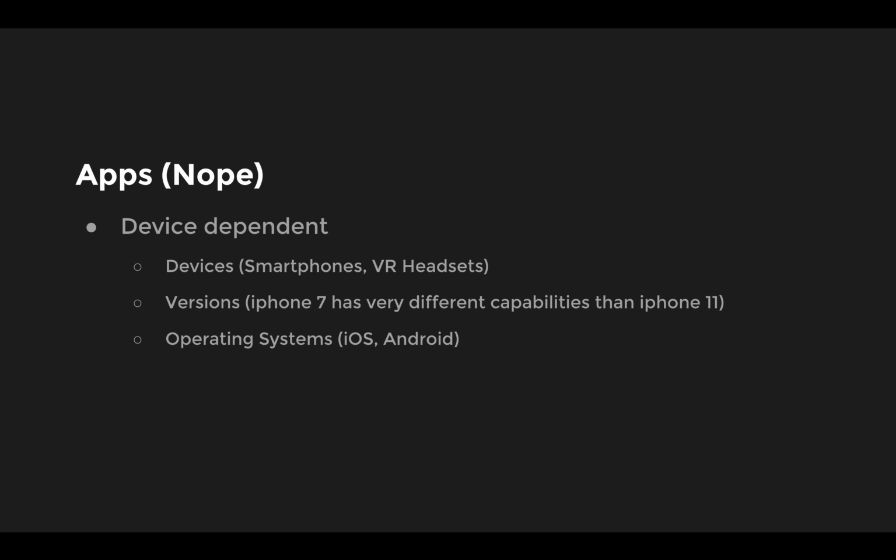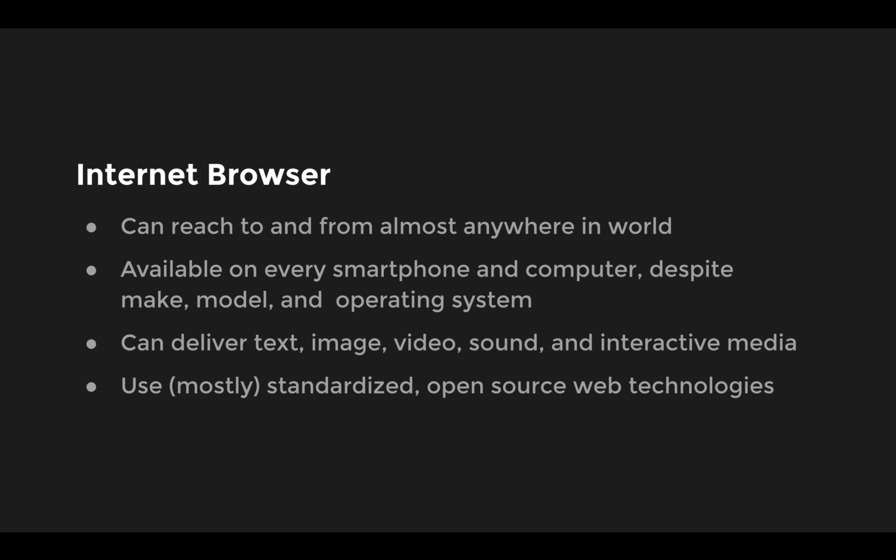Build once, ship everywhere. And so what is the best content delivery in the world is our internet browser, right? Because we can reach pretty much everywhere in the world. At this point, almost every smartphone and computer, despite its make, model, and operating system, is going to have an internet browser, right? We can deliver text, image, video, sound, and interactive media. And the nice thing about building for the internet is it uses mostly standardized open source web technologies. Now, it is a little problem that we're in the emerging space, and so that becomes a slight problem.